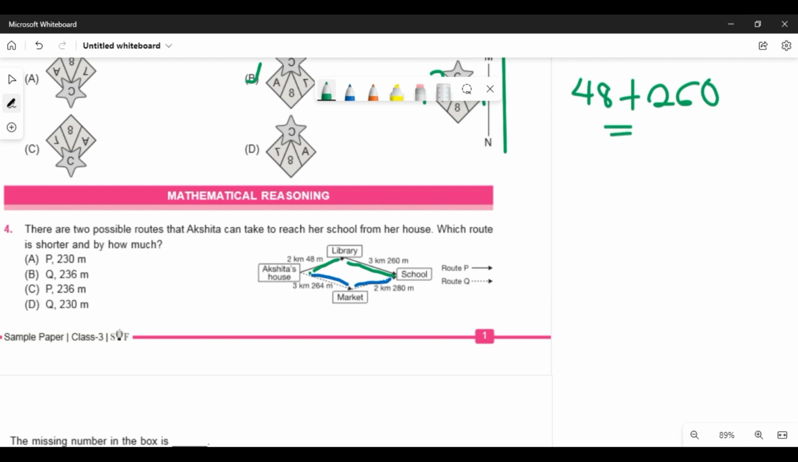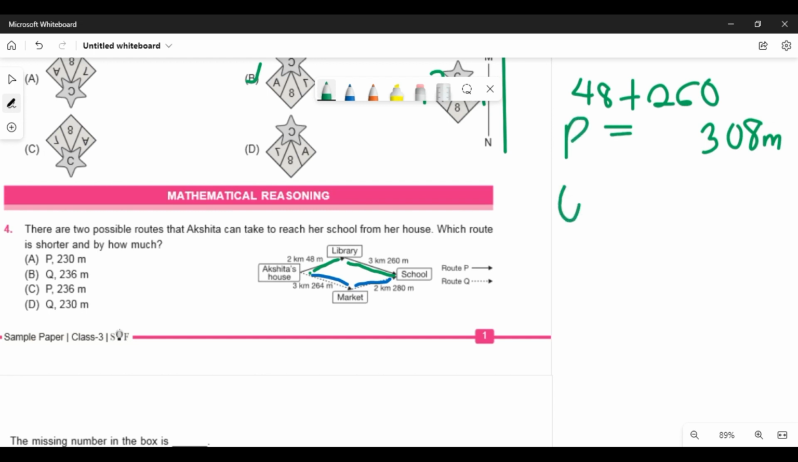48 meters plus 260 meters. This will give us 8, and this will give us 10, 0, and that will give us 308 meters. That is for route P.